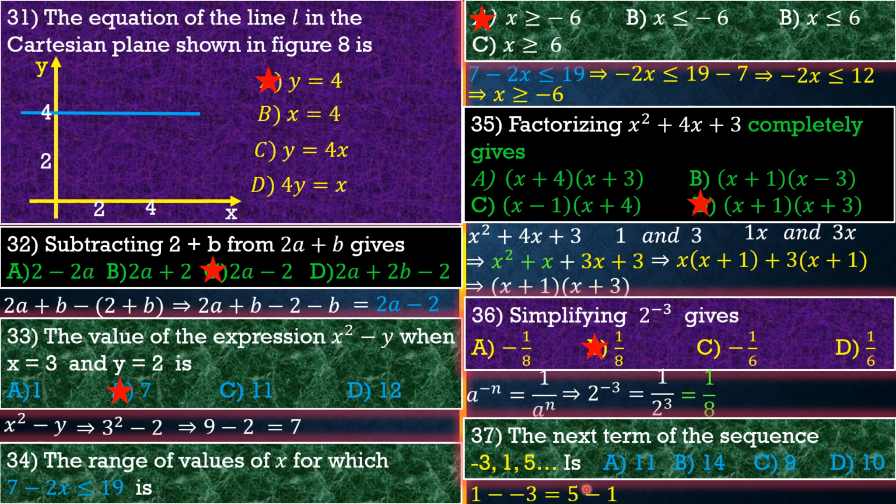So guys, the next digit after 5 has to be such that taking that digit minus 5 should still give us 4. In fact, guys, that digit has to be 9, because 9 minus 5 gives us 4. Okay, let's look at question 38, guys.